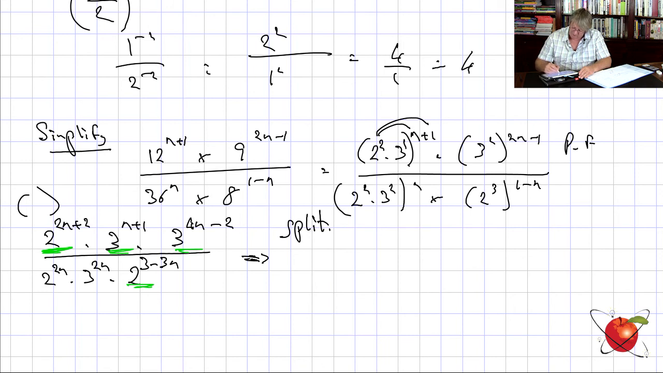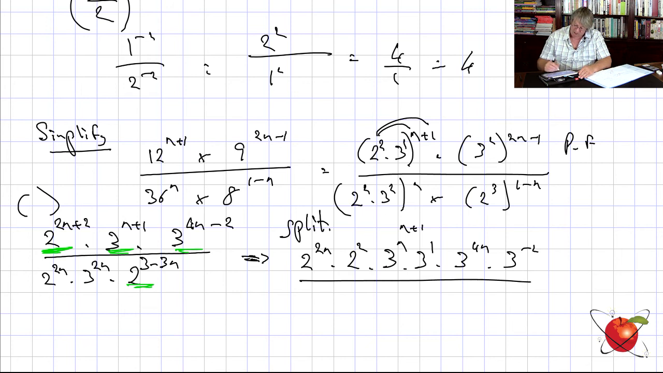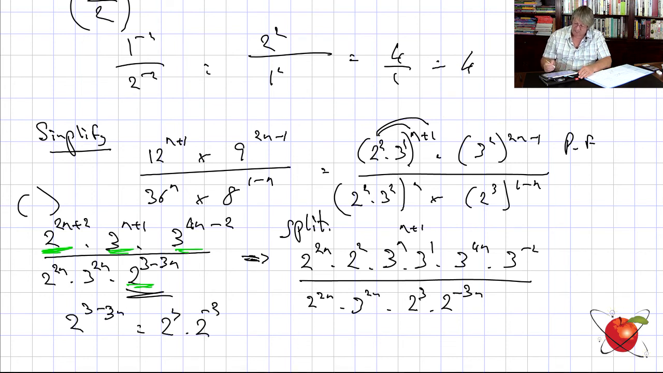So we're going to have 2 to the power of 2n times 2 to the power of 2, 3 to the power of n, 3 to the power of 1. Can you see? That's the n plus 1 split there. And 3 to the 4n, 3 to the minus 2, over 2 to the 2n, 3 to the 2n, 2 to the 3, and 2 to the minus 3n. Can you see that one? 2 to the 3 minus 3n is 2 to the 3 multiplied by 2 to the minus 3n.